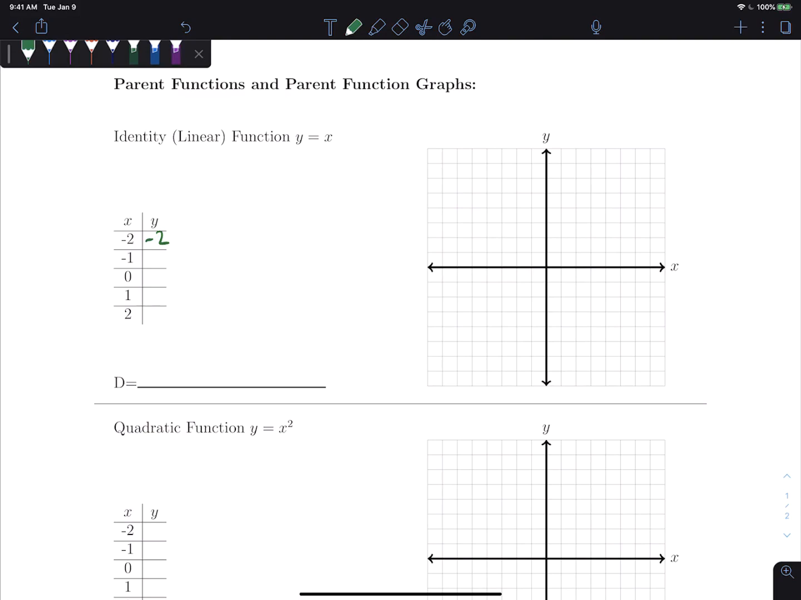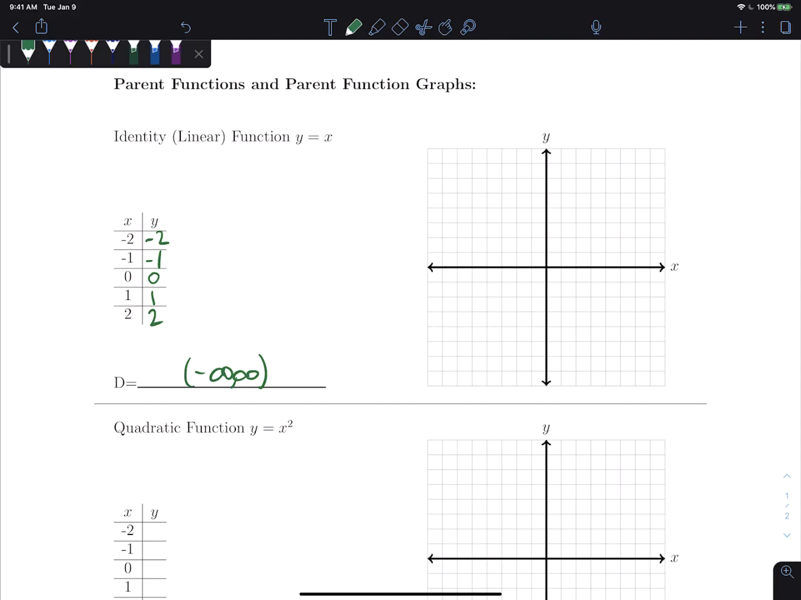For the -1, plug it in, you get -1. 0 gives you 0, 1 gives you 1, 2 gives you 2. Notice that the x value is the same as the y value. That's the reason that this is called an identity function. The domain for this is all real numbers, because if you remember, the only things that limit your domain will be rationals and even radicals.